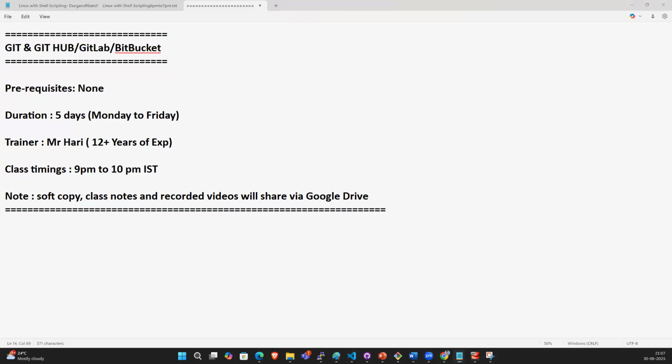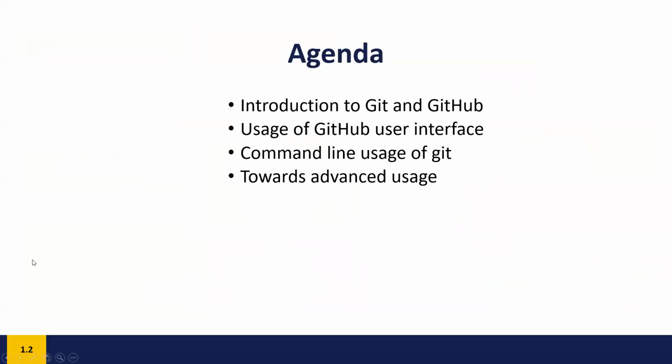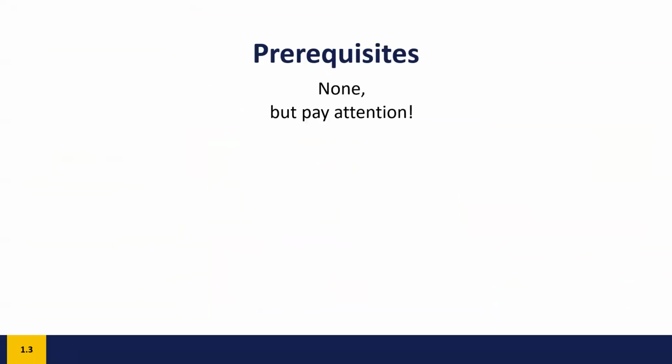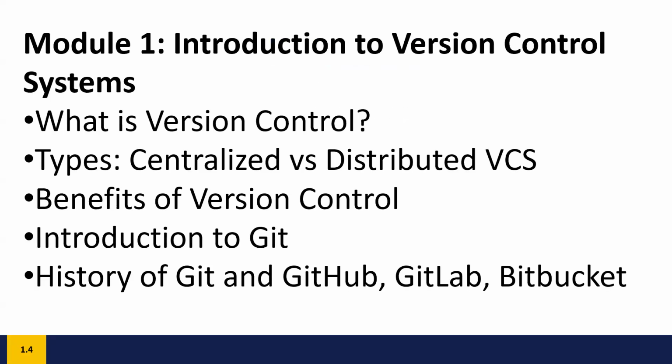So what are the topics covered in this course, guys? The agenda: introduction to Git and GitHub, uses of GitHub user interface, command line usage of Git, towards advanced uses. What are the prerequisites, guys, to learn this course? None, guys, but pay attention. It will be very easy.